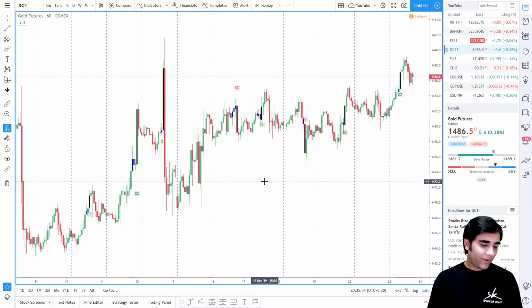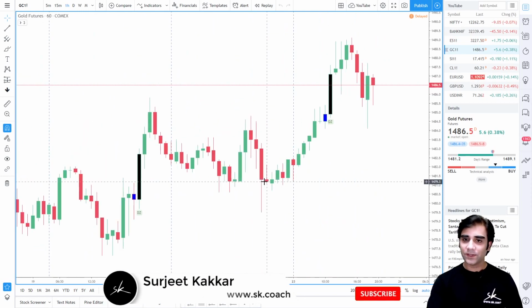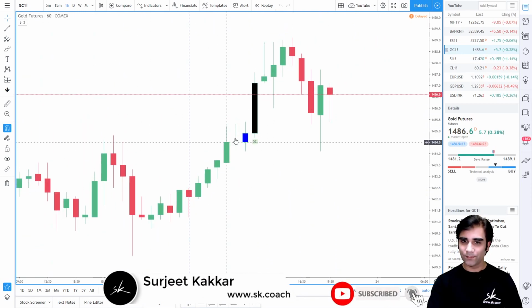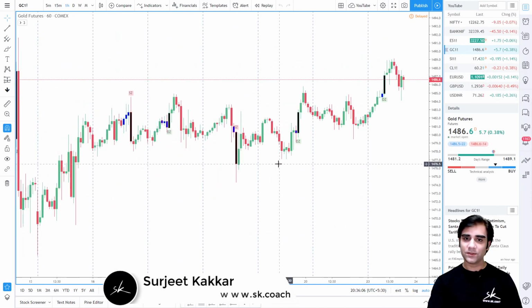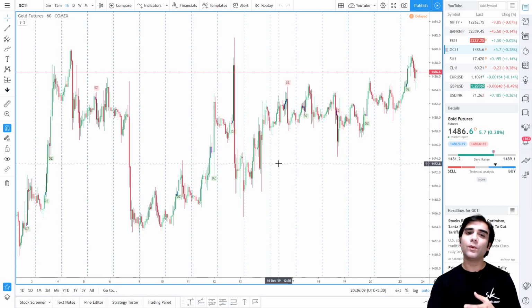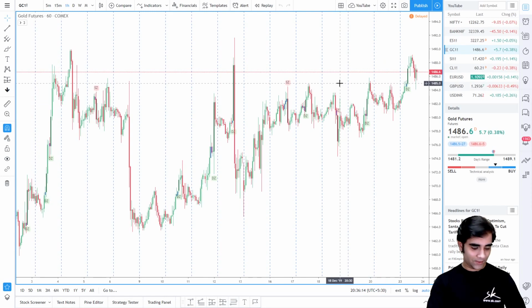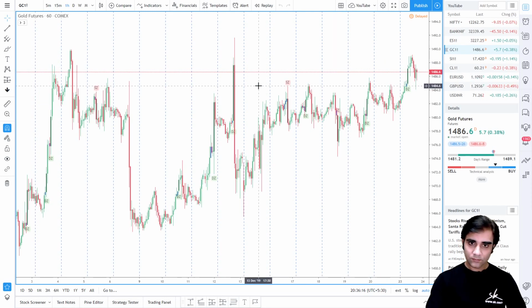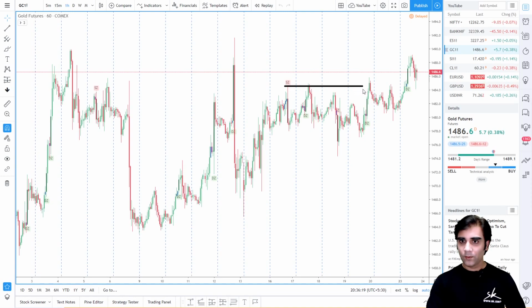Now, the way to identify these areas of support and resistance: whenever you're looking for support and resistance, don't be very zoomed in like this. The more zoomed out you are, the easier it will be on your eyes to see where prices have been bouncing. For example, here is an area where prices have been bouncing over and over again. Prices came here, moved down, again came here, moved down, again came here, moved down, and again moved down.